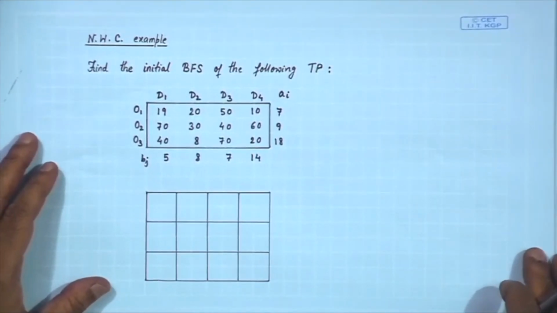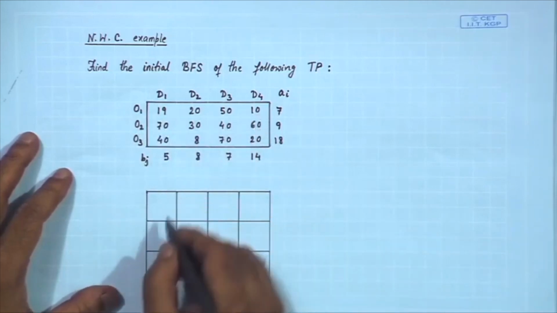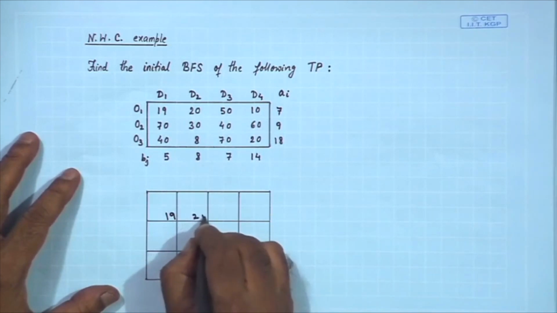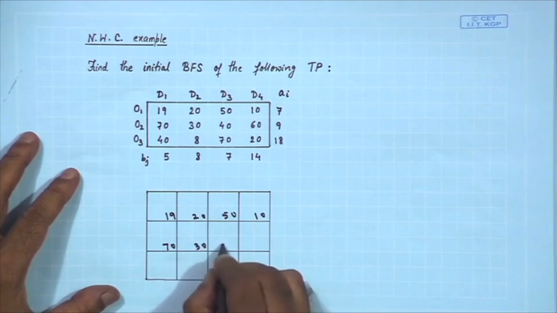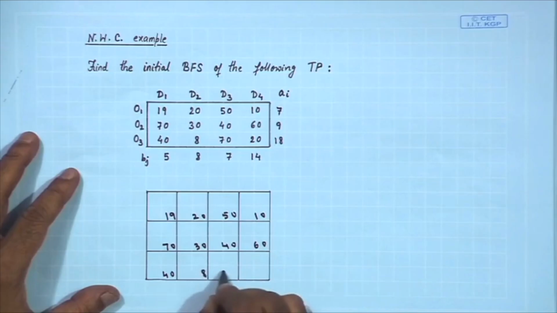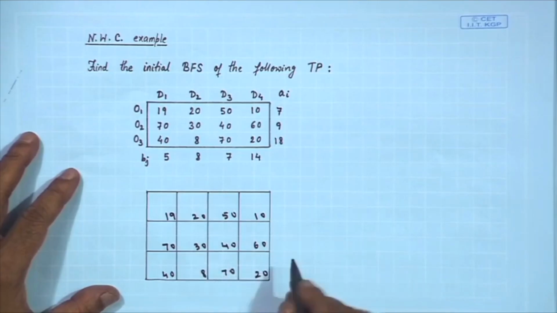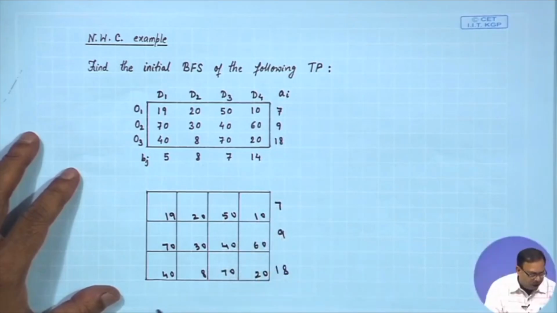Let us see one example, it will be clear to you. Suppose you have a problem like this. It is given over here. So, I am just writing here 19, 20, 50, 10. You will write like this 70, 30, 40, 60, 48, 70 and 20. Here availabilities are given, and here this is given 5, 8, 7 and 14.